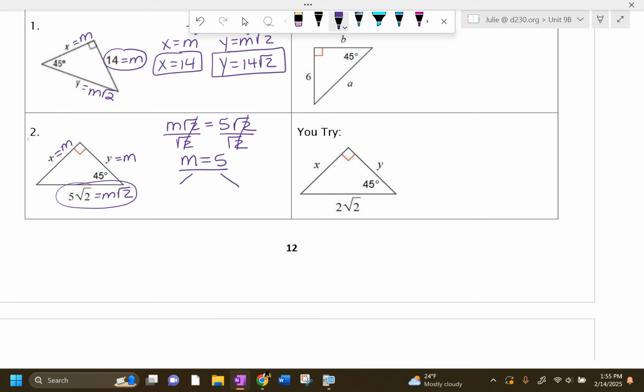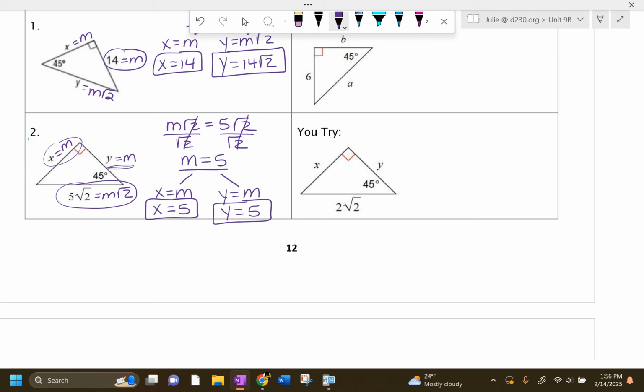All right, now we can go ahead and substitute that in for the other two variables. So x is equal to m, and m is 5. So x is 5. Okay, then we're going to do the other one. Y is equal to m, and m is 5. So y is 5. All right, go ahead and pause the video.